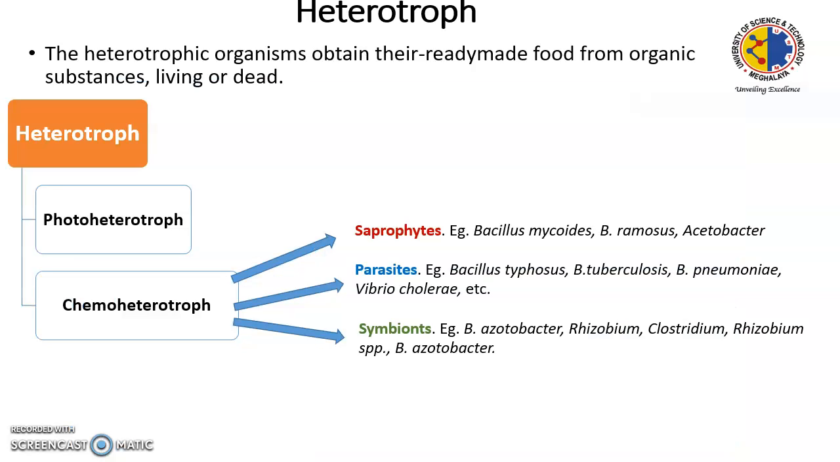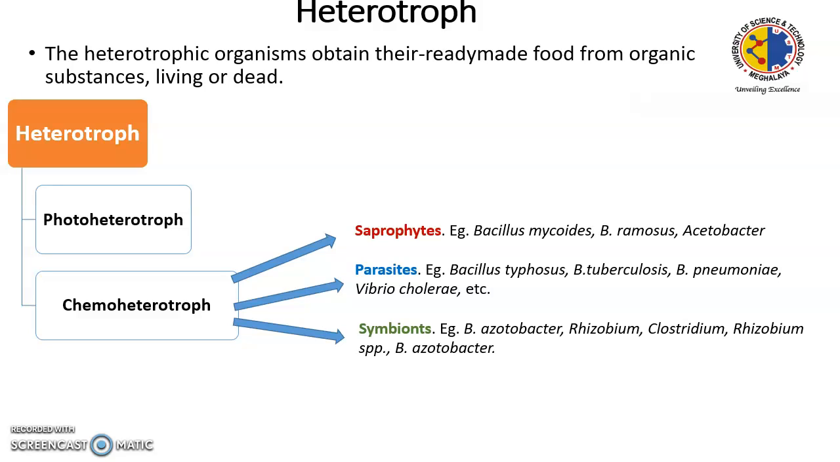Heterotrophic organisms obtain their ready-made food from organic substances, living or dead. Heterotrophs are also classified as photoheterotrophs and chemoheterotrophs. Chemoheterotrophs are again classified into three types: saprophytes, parasites, and symbionts. Saprophytes live on dead organic matter. Examples of saprophytes are Bacillus mycoides, Bacillus ramosus and Acetobacter.